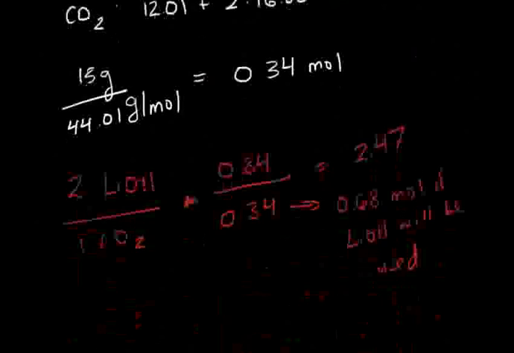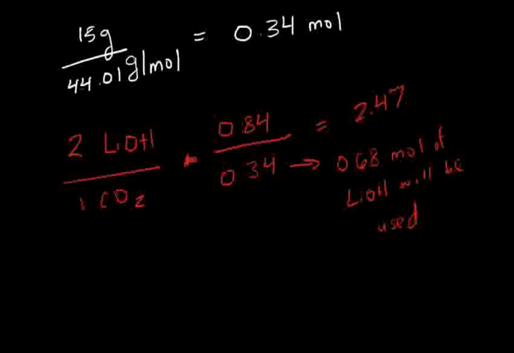And this process is called limiting the chemical reaction. But what actually limits the chemical reaction? Well, it's our amount of carbon dioxide. We don't have enough carbon dioxide to react with 0.84 moles of lithium hydroxide. And so we call carbon dioxide in this chemical reaction the limiting reactant.